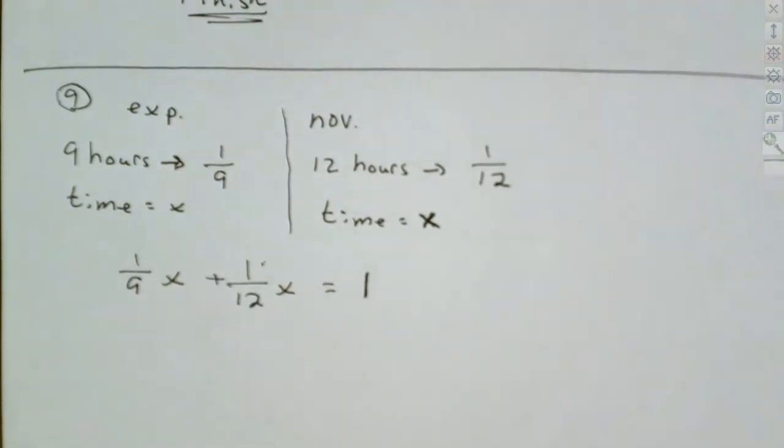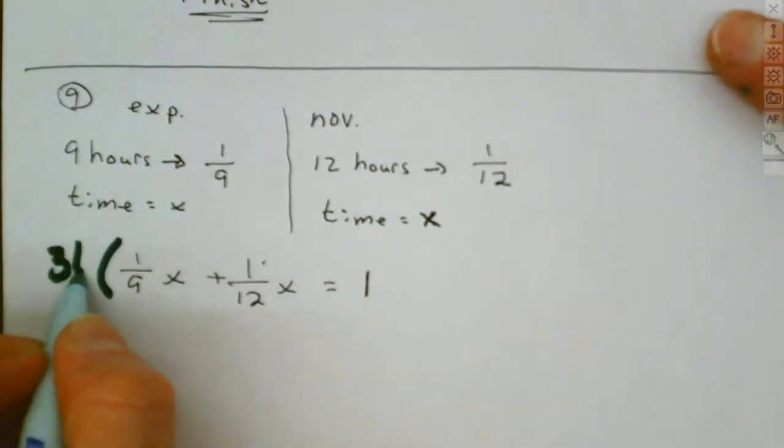What would I multiply this by to clear the fractions? Can anyone tell me what I would use to clear the fractions? 36, right? Because 36 goes into 12 3 times, and 9 also goes into 36, doesn't it? Okay. So we're going to have to multiply this by what? By 36. Okay, that's going to clear out everything that we need to.